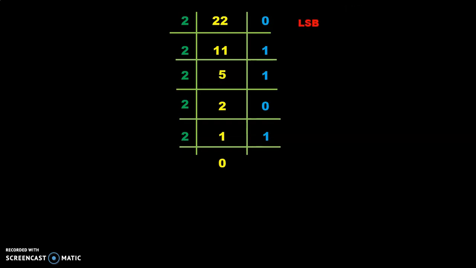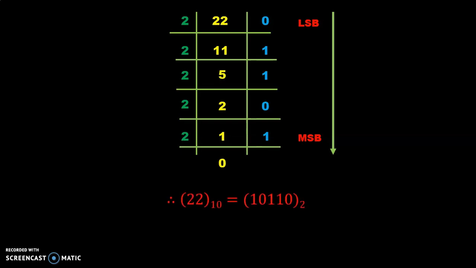Now the uppermost value of remainder we have written in the right hand column, that is LSB, and the lowermost is known as MSB. And we know that we always write our binary value from LSB to MSB. So ultimately we will get our binary number equivalent to 22. 22 is our decimal number, and we have calculated our equivalent binary number, and that is 10110.